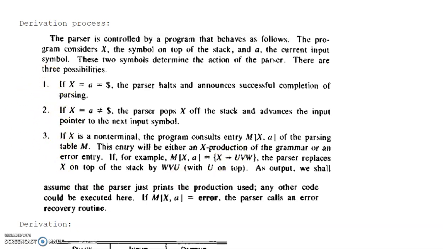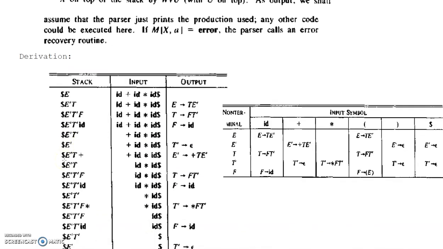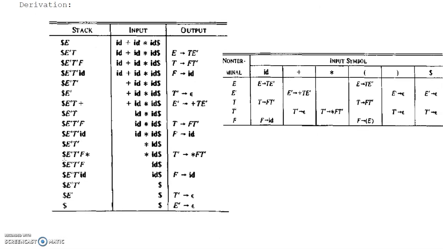So how are we going to be deriving a string? The parsing derivation contains mainly 3 columns: the stack, the input, and the output. Initially the stack starts with the start symbol E, and the input string we are going to derive is id plus id star id.